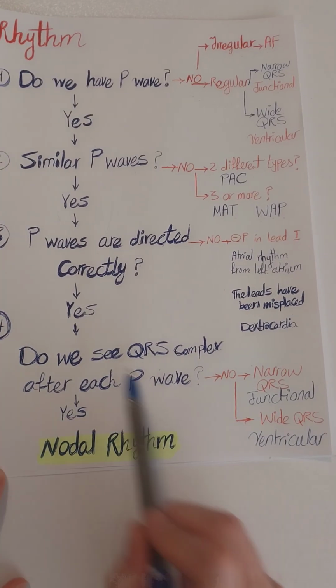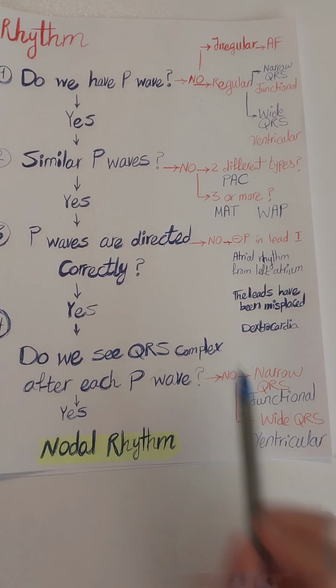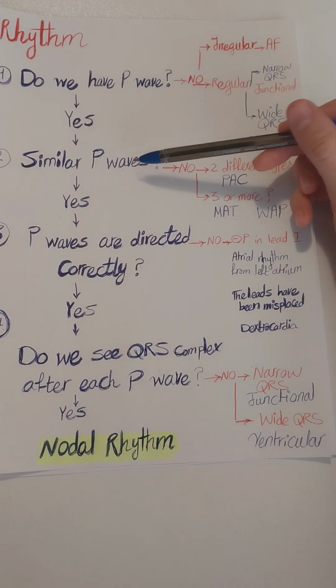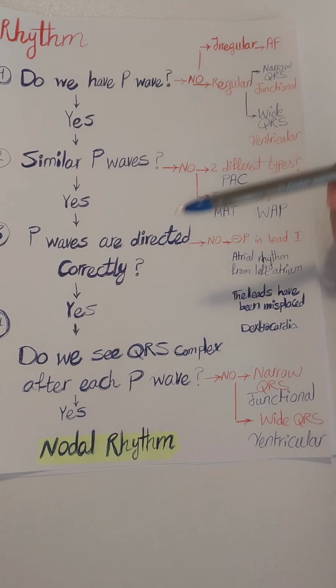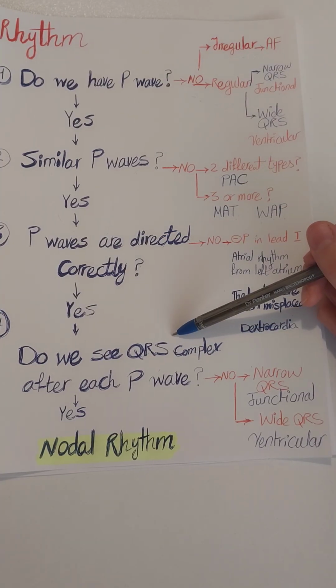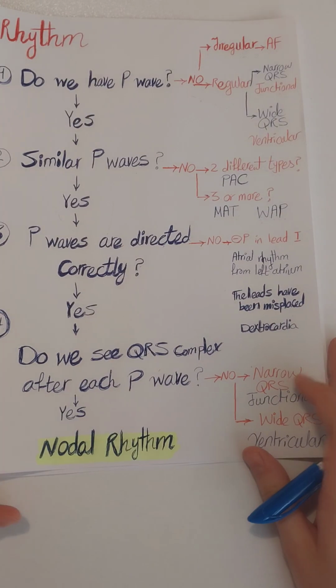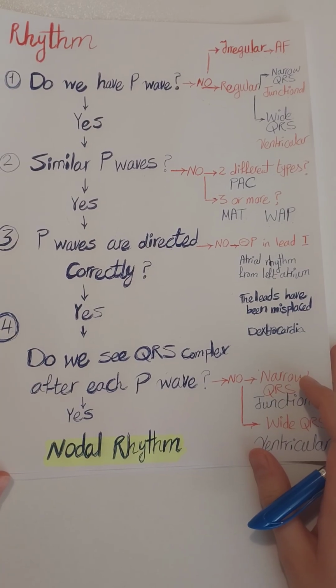But if the answer to this last question is yes, it means that we have P waves, these P waves are similar to each other, they are directed correctly, and we have a QRS complex after each single P wave. So congratulations, you have nodal rhythm. And this is what we have to know about rhythm.